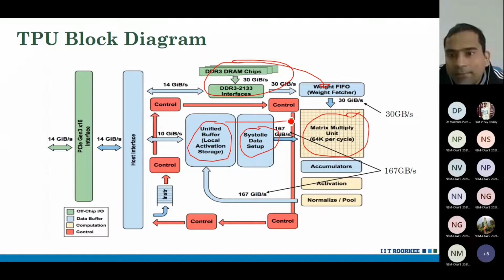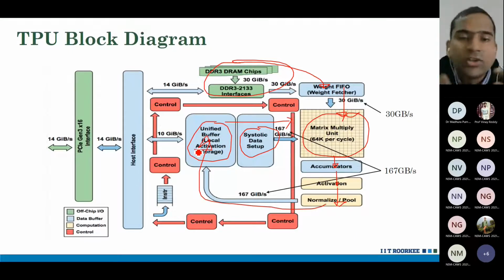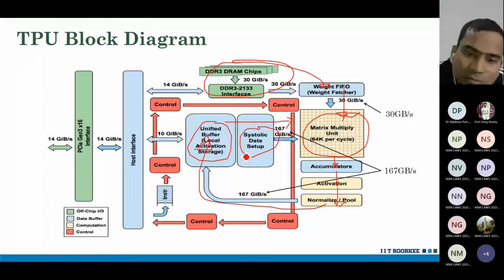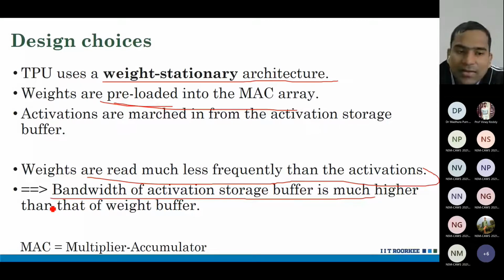The input goes here, weights come here, and we get the output, which we accumulate. Then if there are layers such as ReLU or pooling, we apply those here. Then the output comes and we store it back here. As you know, in CNNs, the output of one layer becomes the input for the next layer. So in this way, we keep on circling. Because weights are already preloaded, weights are read much less frequently than the activations. So the bandwidth of the activation storage buffer is much higher than that of the weight buffer.